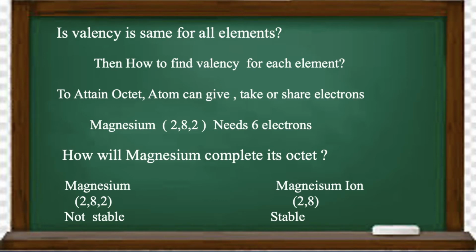So whenever an atom donates or accepts, it converts into an ion, not an atom. It is very important, students. Please note that. Now what's the valency of magnesium? By donating 2 electrons, the valency of magnesium is now 2.